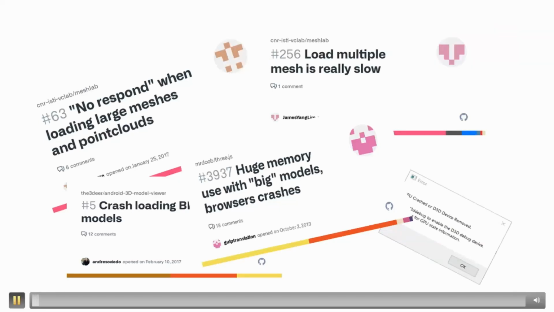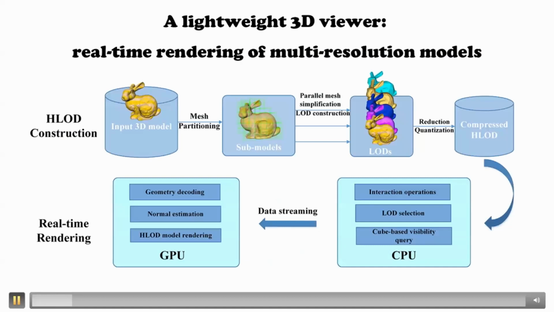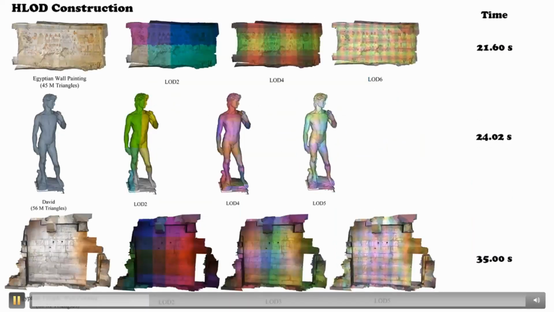Are you tired of the long loading time of 3D models and the difficulty of real-time interaction during the visualization? Our lightweight 3D viewer might be a solution for you. With efficient HLOD construction and real-time rendering, our viewer can handle massive 3D models with ease, while minimizing the wait time and realizing the real-time rendering with optimal visual quality. Our HLOD construction implementation, starting from standard mesh file formats, achieves competitive levels of the order of 1 million input triangles per second per core.